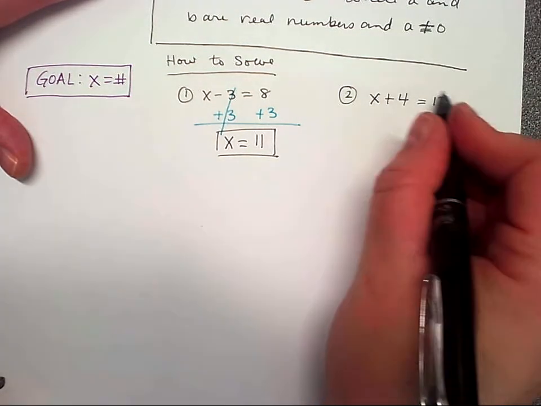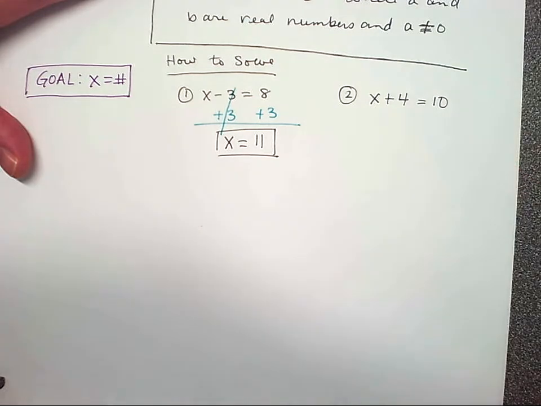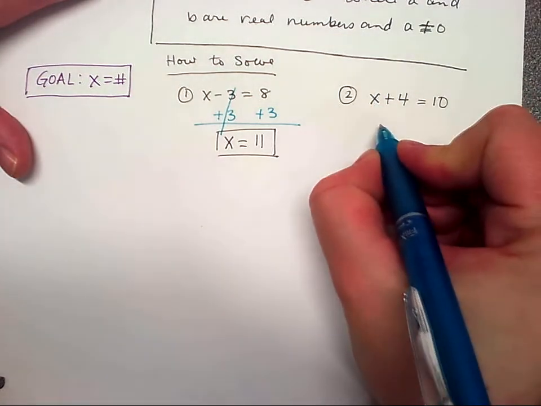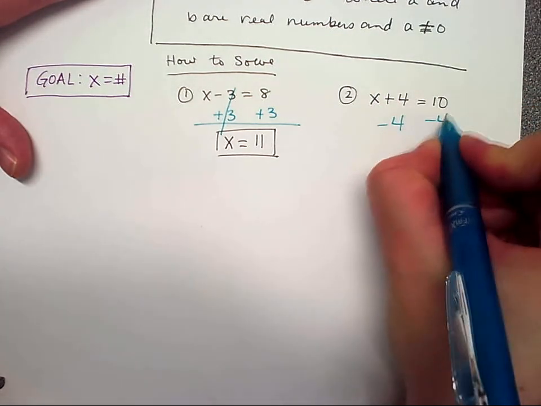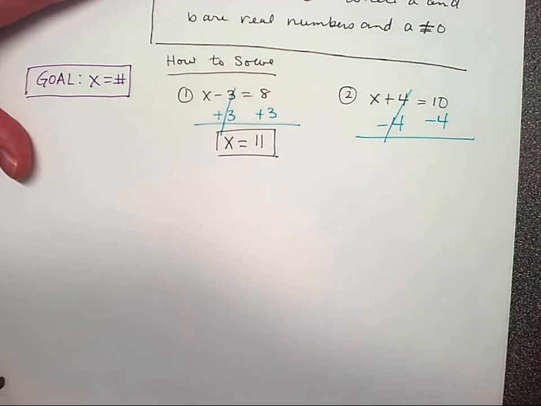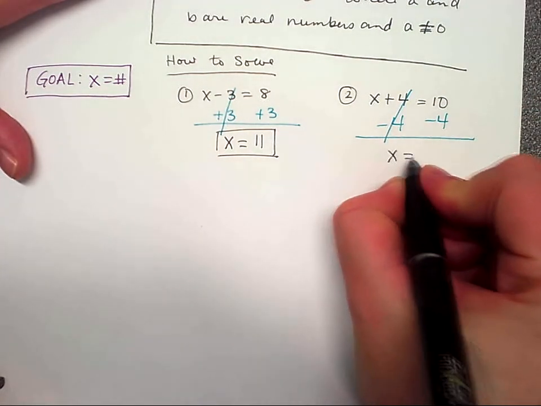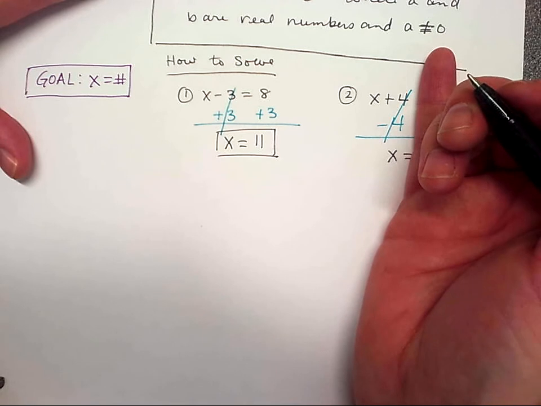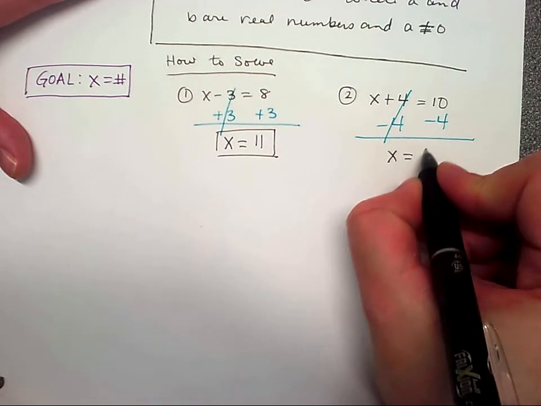So the opposite of addition is subtraction. So I'm going to subtract 4 from both sides. And the reason I do that is because 4 minus 4 equals 0. So on the left-hand side of the equals, I'm left with just x. On the right-hand side, I'm left with 6.